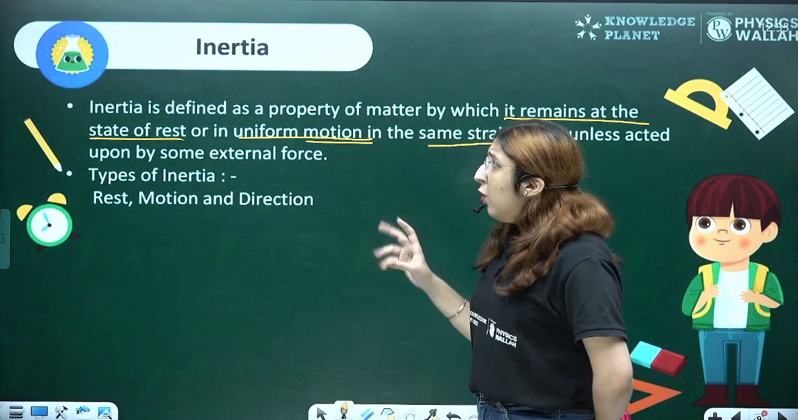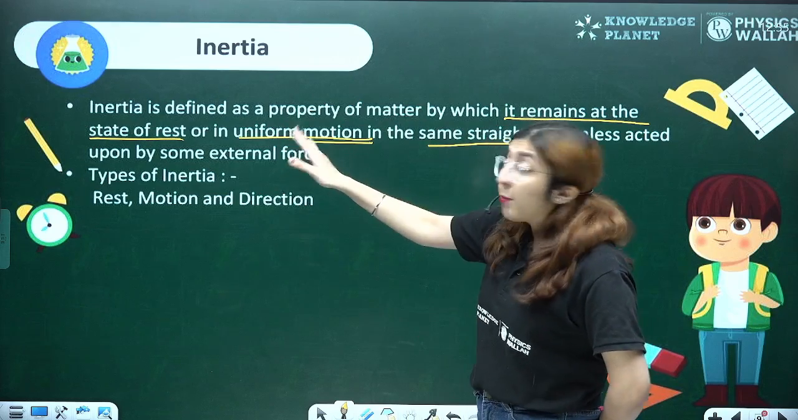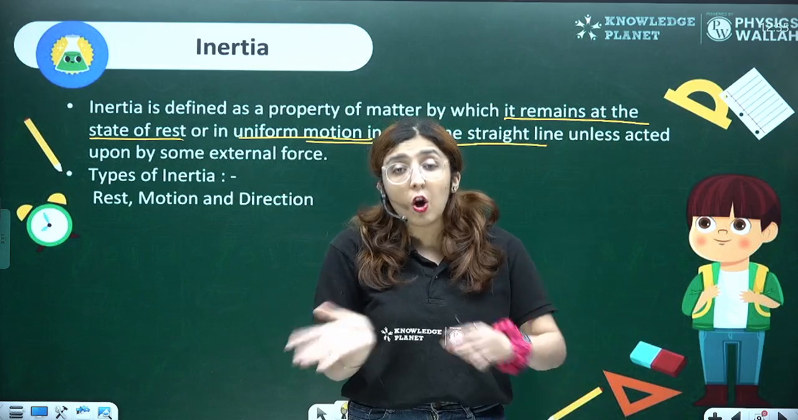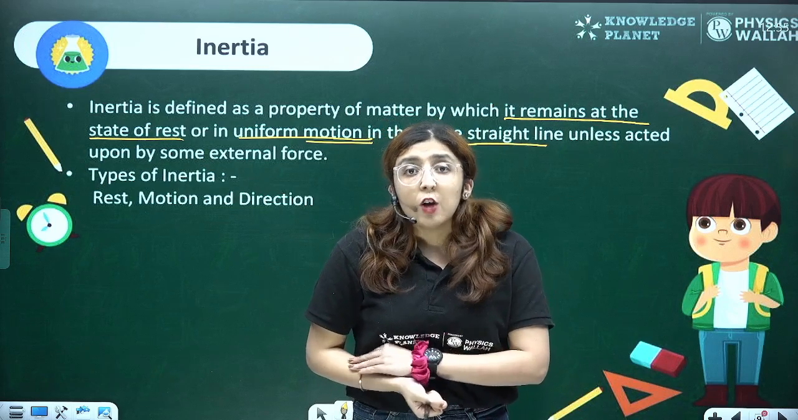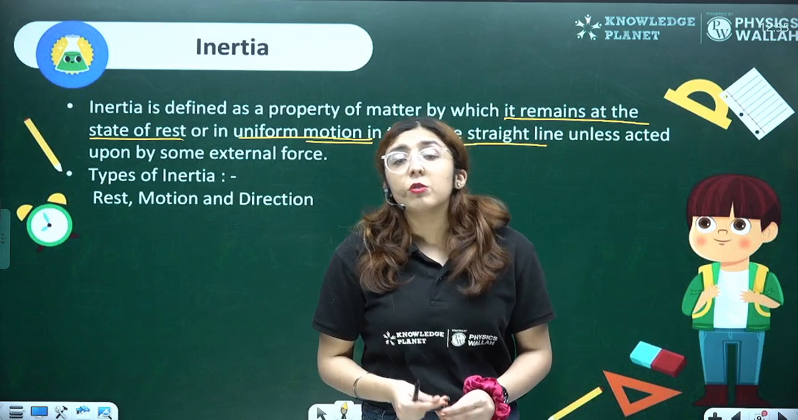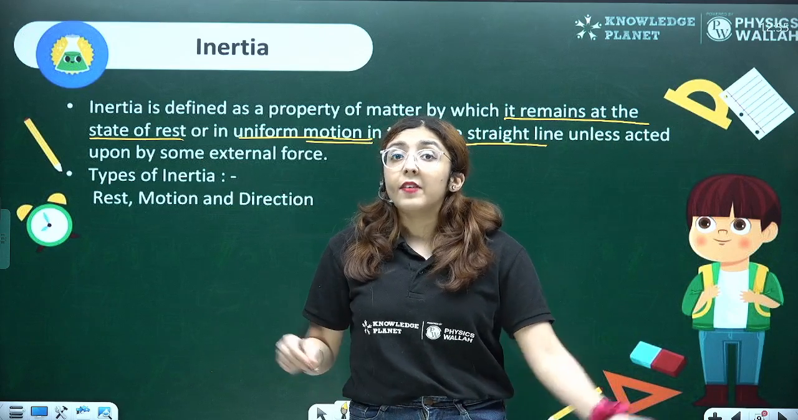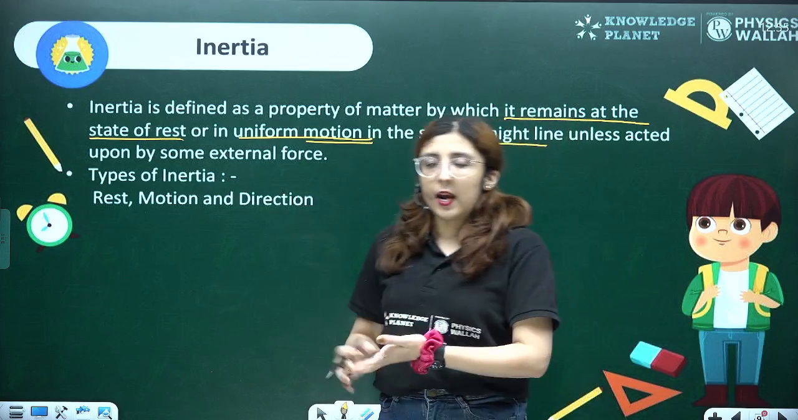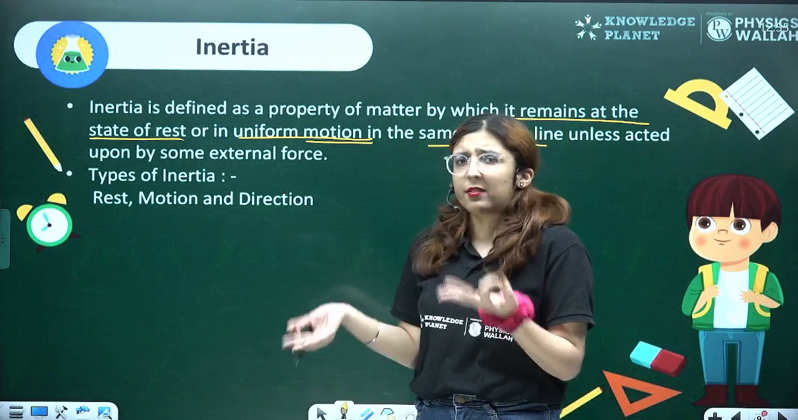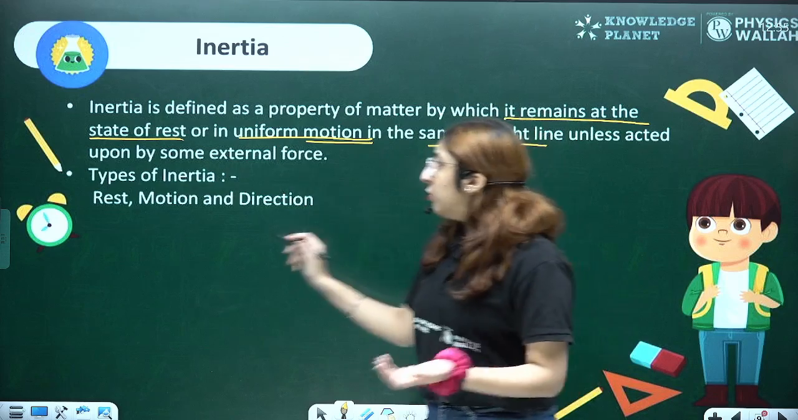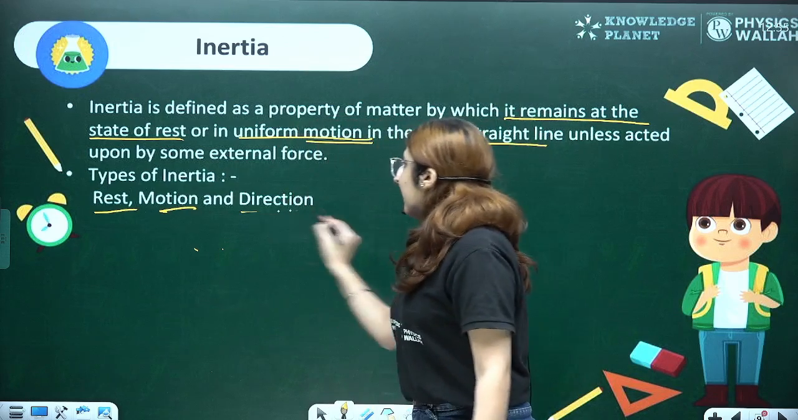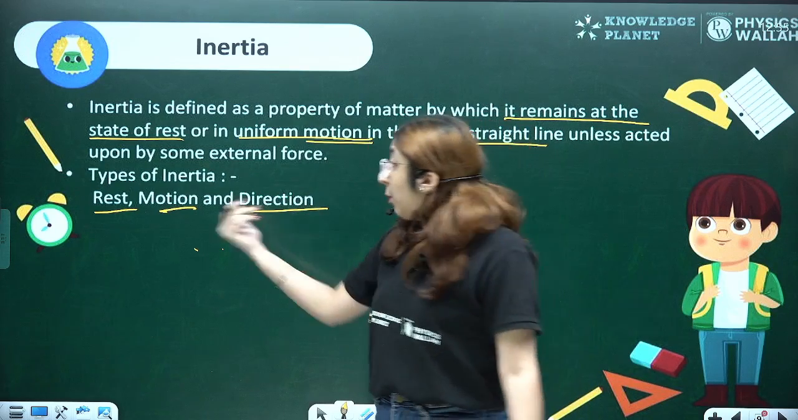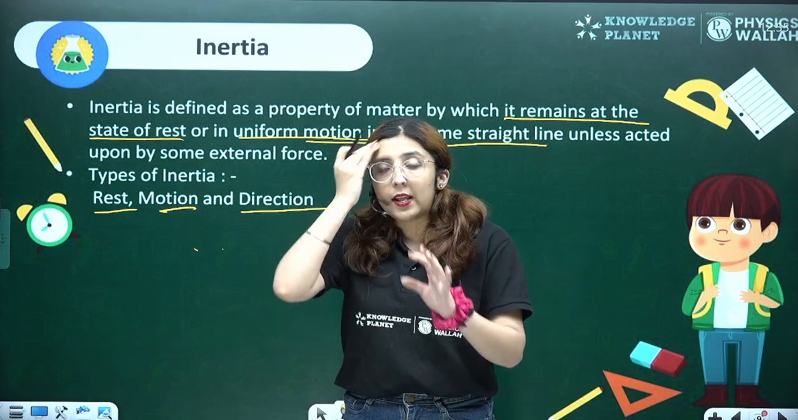Now, as inertia is a property, I am talking about it because the first law talks about inertia only. When I am talking about inertia, you should be clear that we as bodies encounter 3 basic scenarios: inertia of rest, inertia of motion, and inertia of direction.